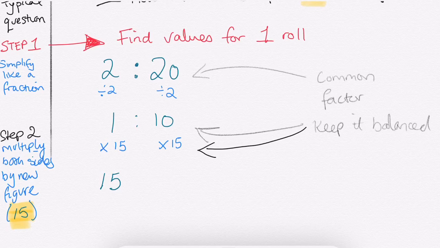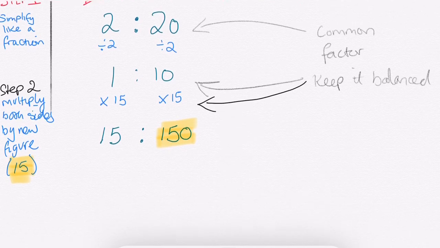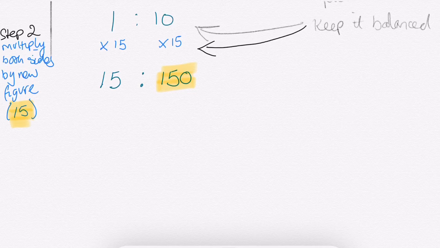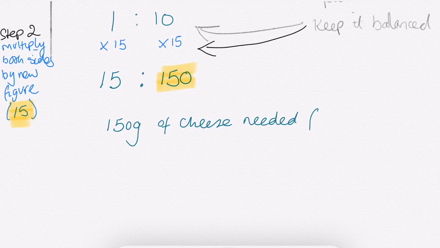Now, when you've worked out the answer, it's really important to double check that you've answered the question. Because we were asked how many or how much we would need for 15 rolls. And what I've got there at the moment isn't quite enough. I now need to make a statement. My working out justifies my answer, but I still need to make a statement to ensure that I've answered the question.